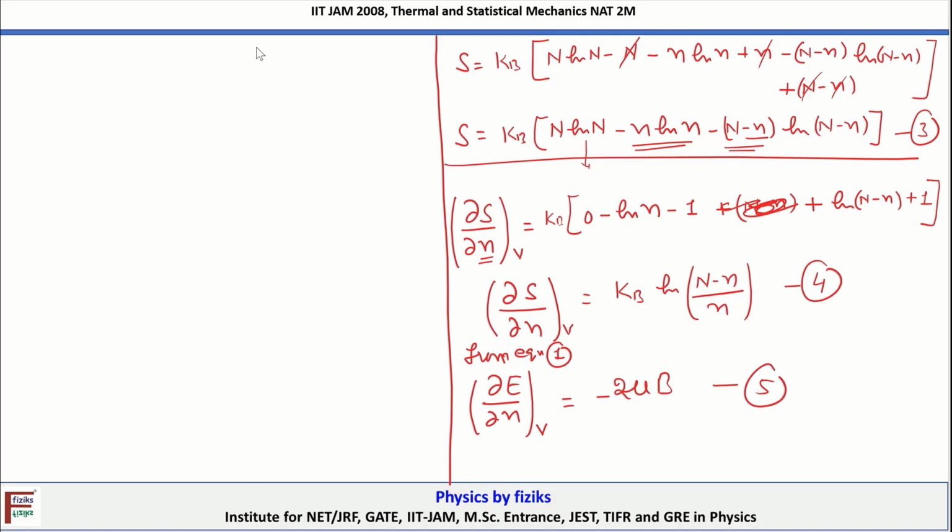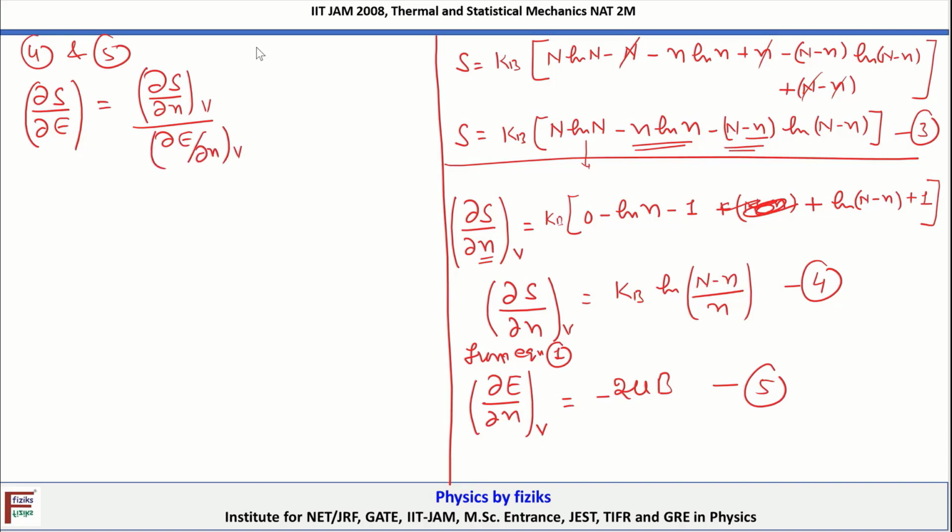Now these two results, equations 4 and 5, will give us dS by dE, that is equal to dS by dn at fixed volume divided by dE by dn at fixed volume, and that is equal to kB ln of (N minus n) upon n, that is equation 4, divided by dE by dn, which is minus 2 mu B. Now dS by dE is equal to 1 by T. Basically it's a standard result, 1 by T equals dS by dE.